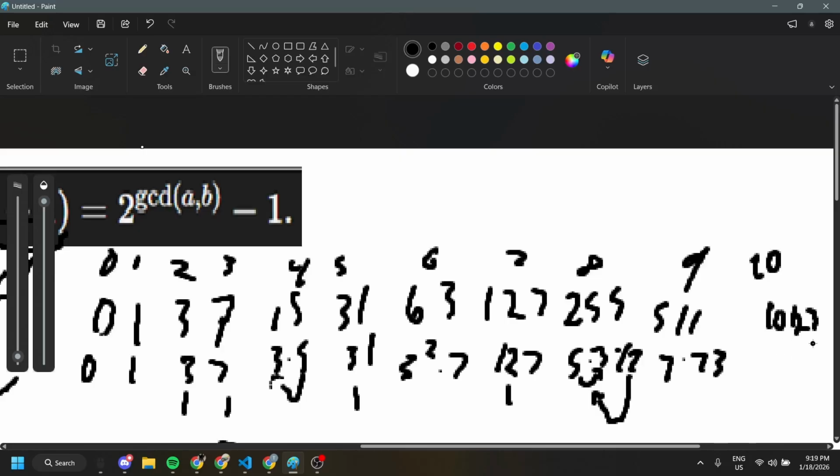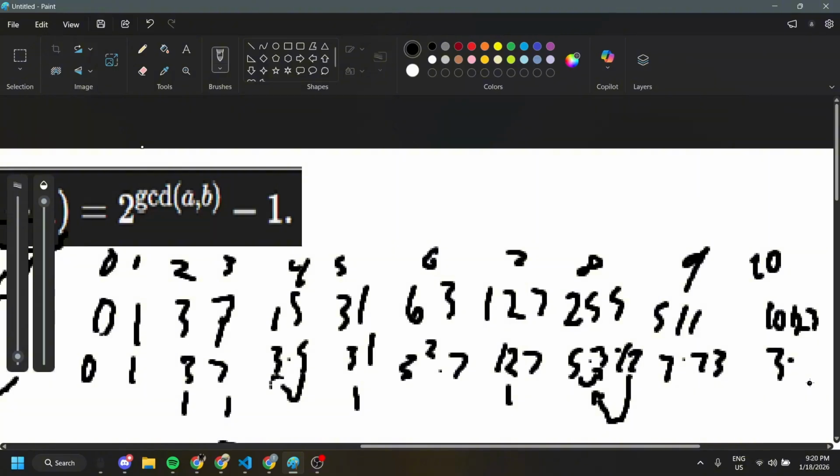1023 is 999 plus 24, which is 333 times 3, or 333 plus 7 times 3. 333 plus 7 is 341, which is not divisible by 3. Wait, is it 343? Yeah, 343 is not divisible by 3.